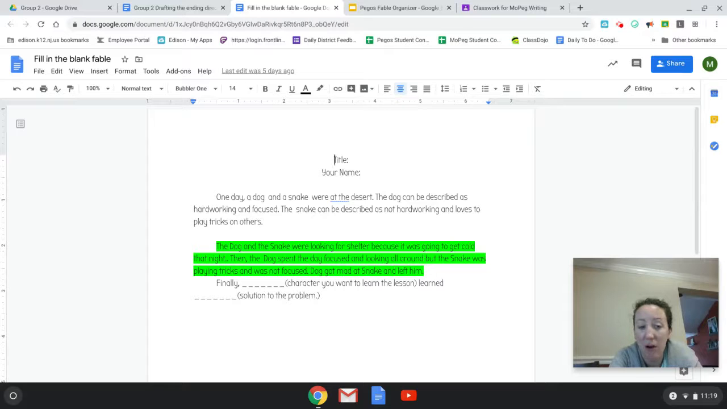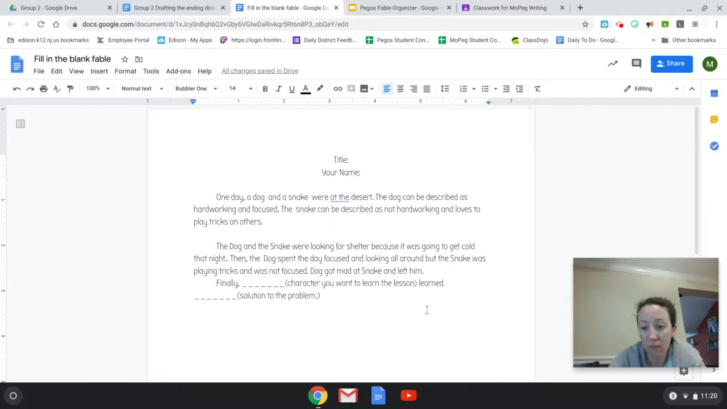My middle, the dog and the snake were looking for shelter because it was going to be a cold night. Then the dog spent the day focused and looking around, but the snake was playing tricks and was not focused. Dog got mad at snake and left him. So that is our beginning and our middle. We introduced the characters, the setting, and the problem.